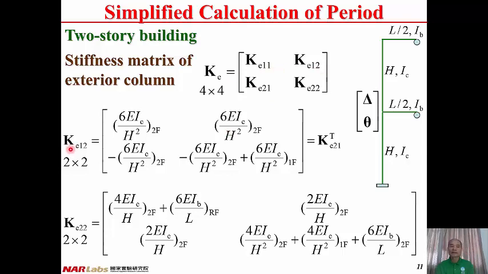This submatrix, the dimension is 2 by 2. And also KE22, the dimension is also 2 by 2. So far we have already constructed all the 4 submatrices, so that we are ready to have the stiffness matrix of the exterior column.